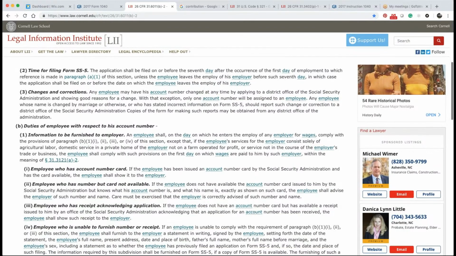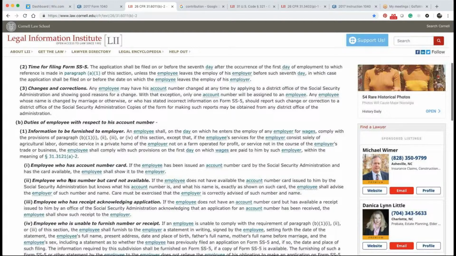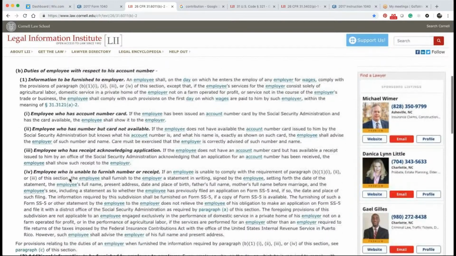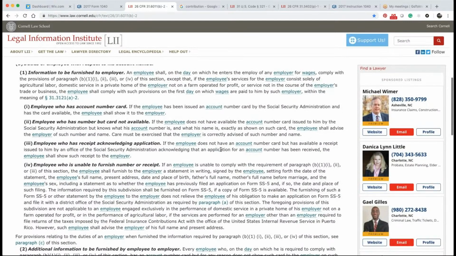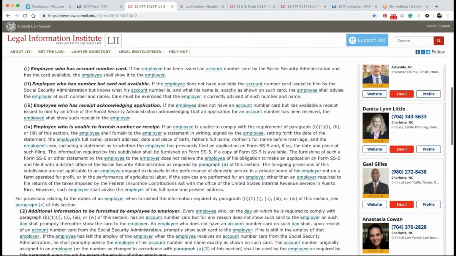Okay, now, employee who has an account number card. If the employee has been given an account number card by the Social Security Administration and has the card available, the employee shall show it to the employer. Employee who has a number but card not available. If the employee does not have available the account number card issued to him by the Social Security Administration, but knows what his account number is and what his name is, exactly as shown on such card, the employee shall advise the employer of such number and name. Care must be exercised that the employer is correctly advised of such number and name.